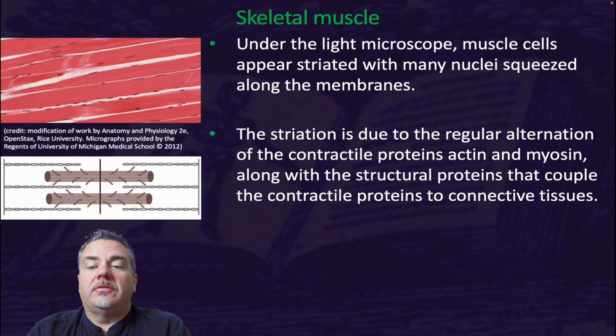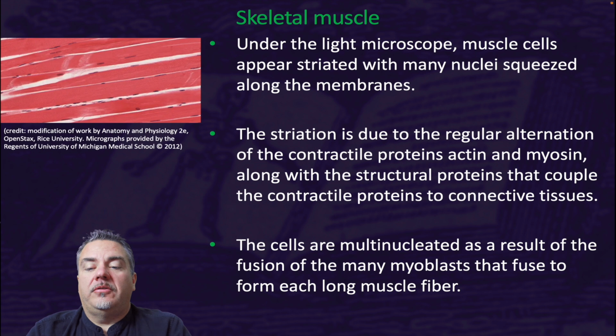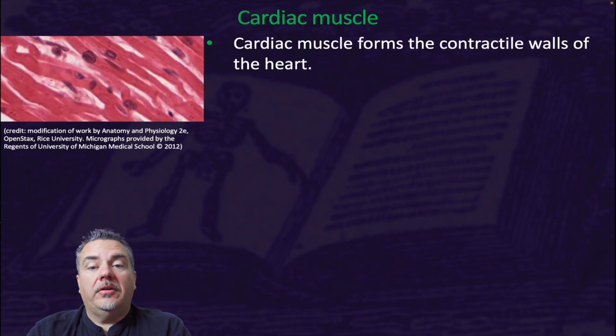The striation is due to the regular alternation of the contractile proteins actin and myosin, along with the structural proteins that couple the contractile proteins to connective tissues. The cells are multinucleated as a result of the fusion of many myoblasts that fuse to form each long muscle fiber. Cardiac muscle forms the contractile walls of the heart.